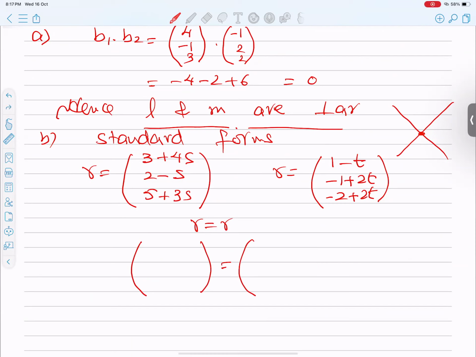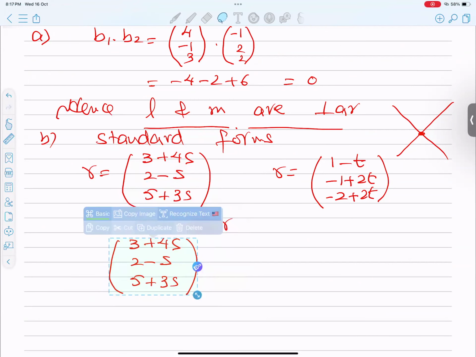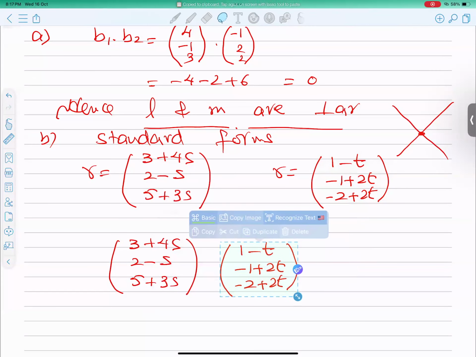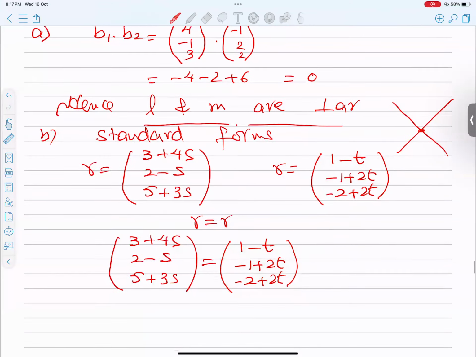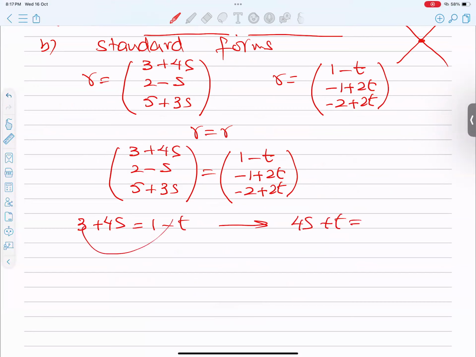So the best idea is to save my time. How can I save my time? I just take this equation, copy, paste, and then I take the other equation, copy and paste. And I got this. So I will get 3 equations. This and this equal each other, so I get 3 plus 4s equals 1 minus t. Reshape: I bring t to the other side, I get 4s plus t, and 3 goes to the other side. I got -2, equation number 1.